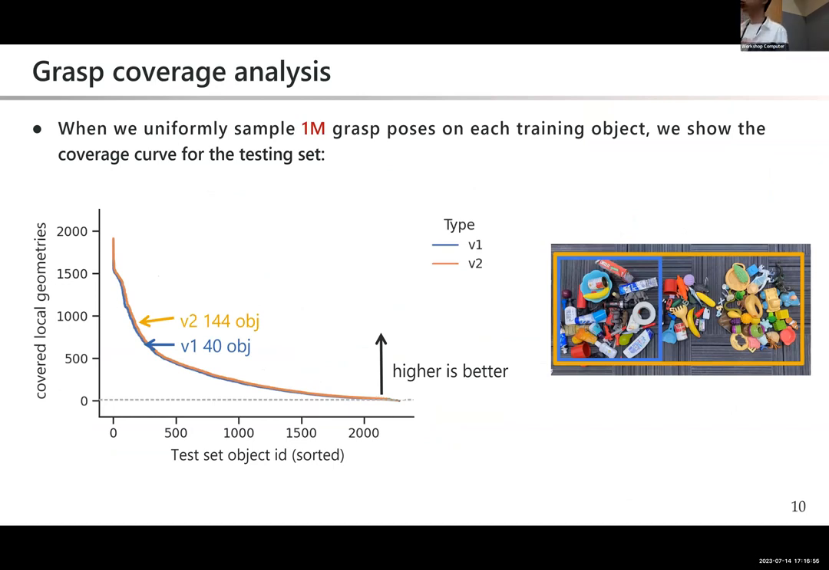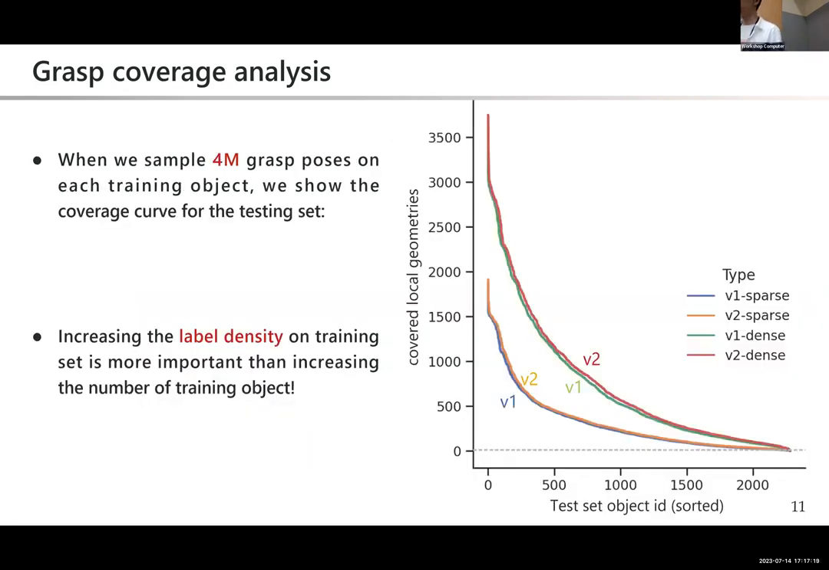We found that when we uniformly sample 1 million grasp poses on each training object, we show the coverage curve as below. We can see that for V1 and V2, although V2 has about 4 times more objects, the coverage curve only increased a little bit. But when we sample 4 million grasp poses on each training object, we show the coverage curve again. And it is obvious that increasing the label density on the training set is much more important than increasing the number of training objects, as we can see in the right figure.